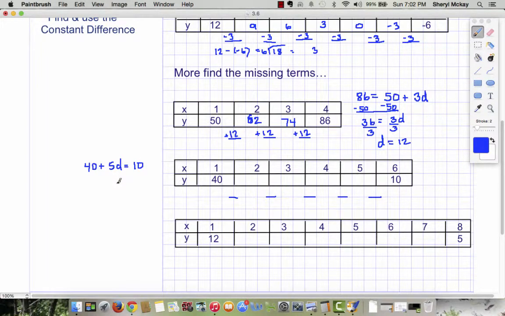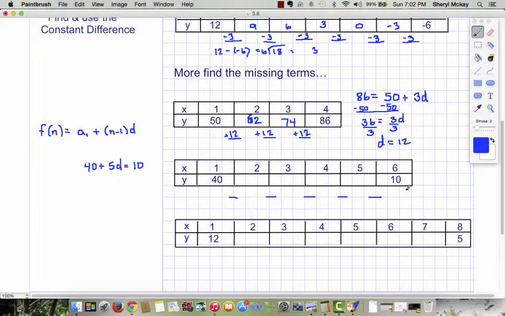But what if we used an explicit function instead? Do you remember the explicit function? It was f of n equals the first term, right? Or like f of 1. The first term plus n minus 1 times d, or d times n minus 1. So could we use that function to figure this out?